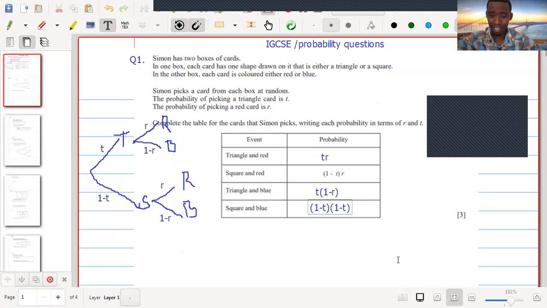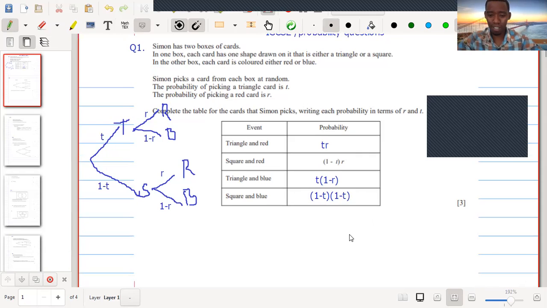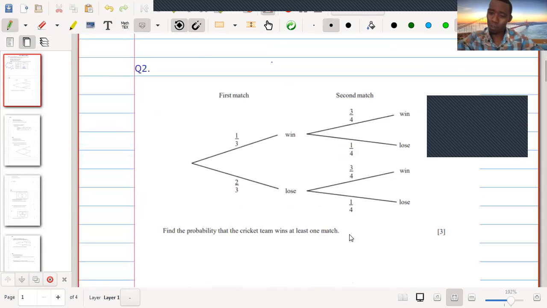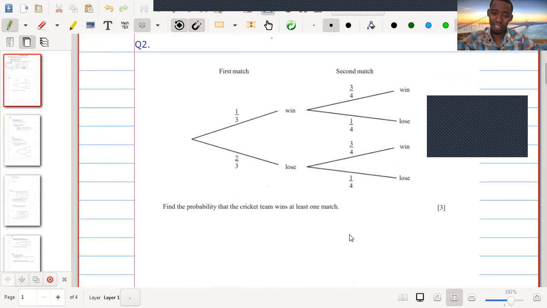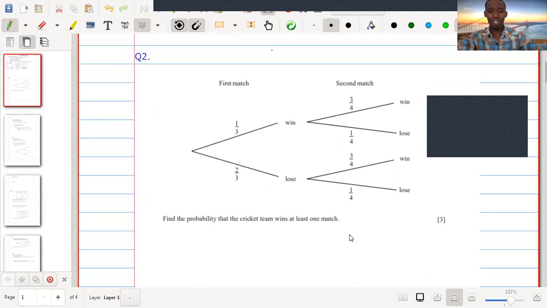Is it clear? Understandable? All right. So if you understand, now let's go to the next point. The next question is also about a tree diagram. We have the first match and the second match. Someone is playing cricket and wants to win. The question said, win the first match.